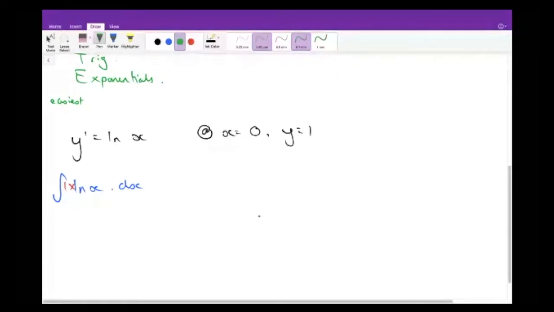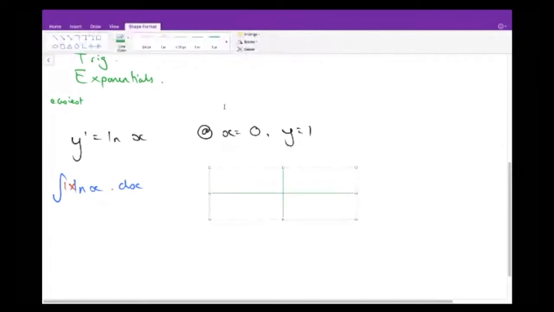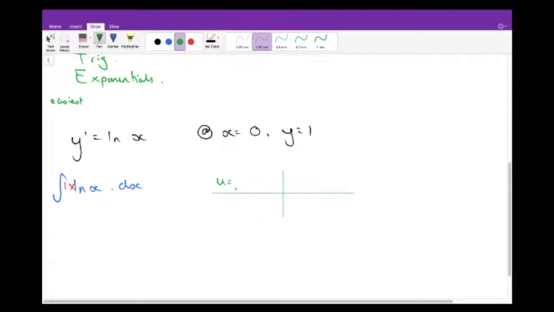Now, for setting this up, I go back to my grid. I like grids. We're going to set up in the same way where the functions u and v are on the top and their derivatives are on the bottom. So u equals ln x and dv by dx equals 1. Now, remember if I go down, I differentiate, so u dash equals 1 over x. But if I go up, I have to integrate, so v is equal to x.